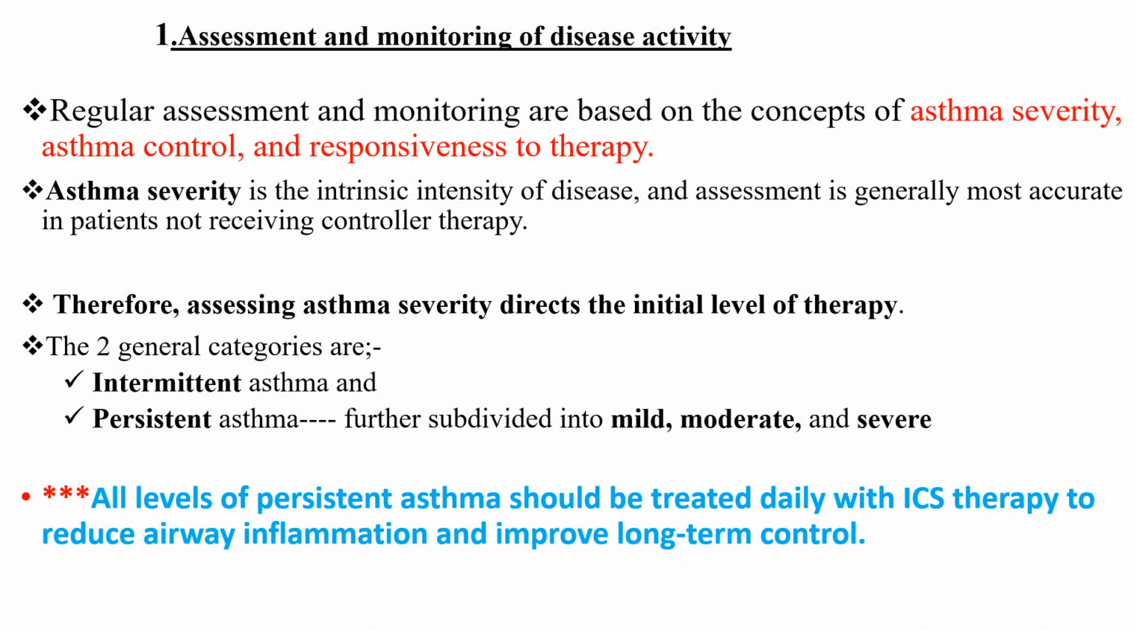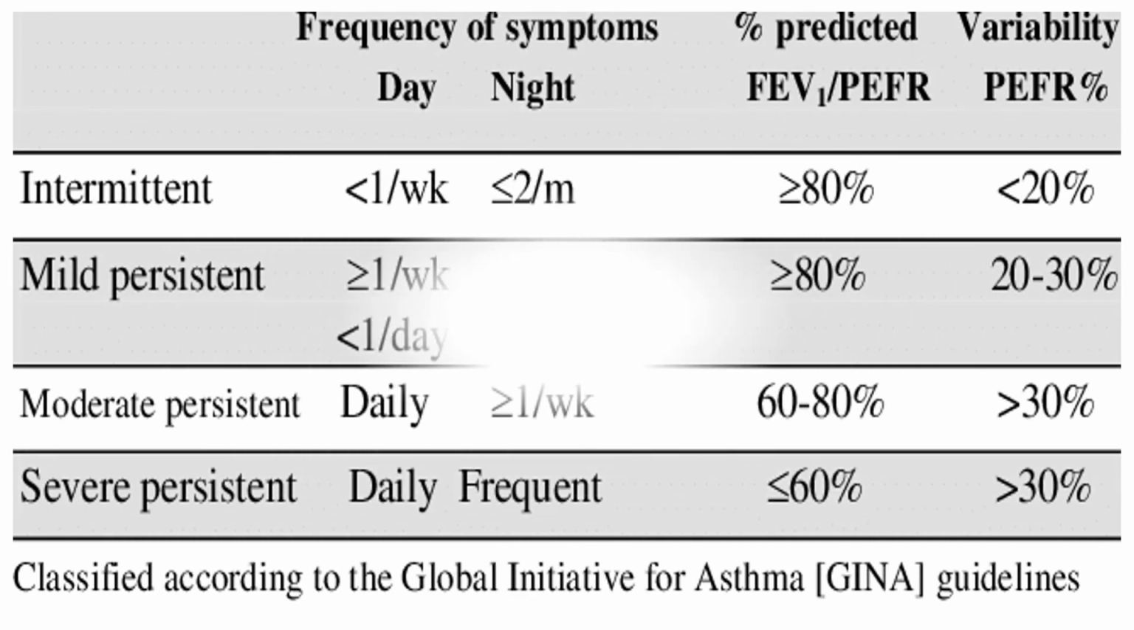All levels of persistent asthma should be treated daily with inhaled corticosteroid therapy to reduce airway inflammation and improve long-term control. We classify asthma into intermittent and persistent, then persistent into mild, moderate, and severe, based on the frequency of symptoms during day and night time, and also based on the percent predicted forced expiratory volume to forced vital capacity and the variability of peak expiratory flow rate. This is based on the Global Initiative for Asthma severity classification.